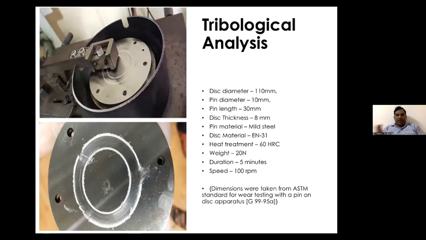So whatever best results we obtained in the corrosion test by EIS spectroscopy, we tested only those samples for tribological analysis. This is the pin holder, and this is the disc, and we performed it for a 5-minute duration for that particular paint. The disc hardness is 60 HRC, and we applied a 20 Newton load, and we performed it as per ASTM standard G99.